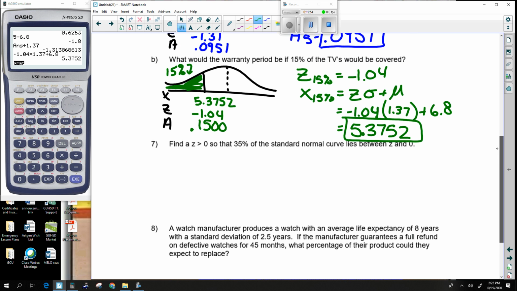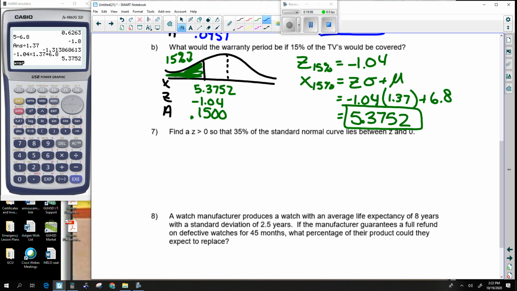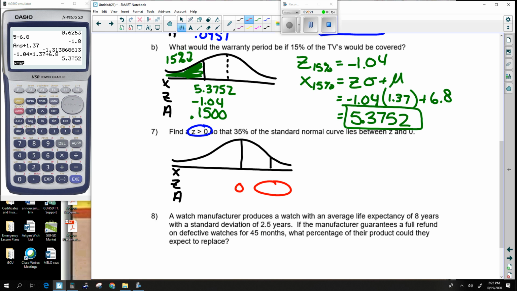Trick question here. So, well, it's a trick to our trick. Notice how they want it greater than 0 this time. So z greater than 0 is going to be above. So they want to know what is that z-score, such that 35% will fall between it and 0.